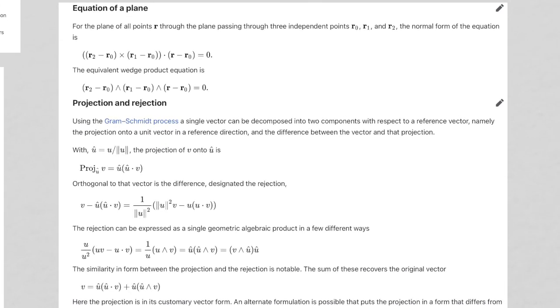So let's look at some examples that they use on the Wikipedia page. I like to do this because this is where you will go as a student to learn these things.